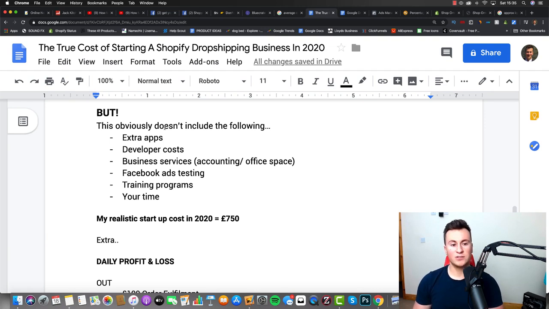Number one is extra apps. If you decide to go for certain apps that aren't included in this price, that will cost you extra. That's going to increase your startup cost. There's developer costs. If there's certain things you need to do, but you don't know how to do them yourself, you may have to hire a developer, which is going to cost you money. There might be certain business services that you have to pay for. So for example, accounting, if you choose to go as a corporation, as a limited company. If you want to hire a virtual office so you don't have to put your personal address on your site, that's going to cost you money.